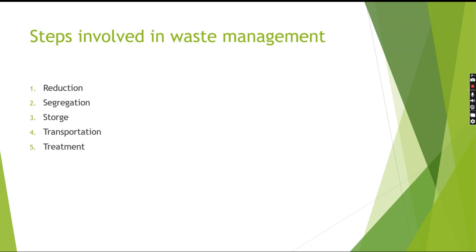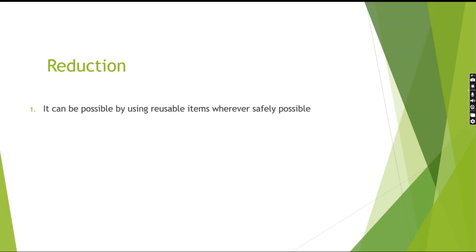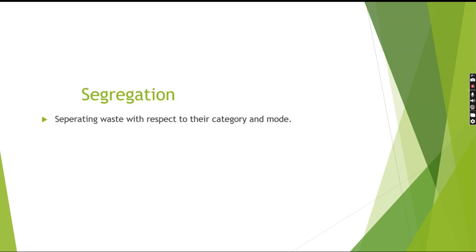There are mainly 5 steps in waste management: reduction, segregation, storage, transportation and treatment. Reduction means that whenever possible, reduce the amount of waste generated. Where we can recycle or reuse items safely, we should, so that the waste generated can be reduced.